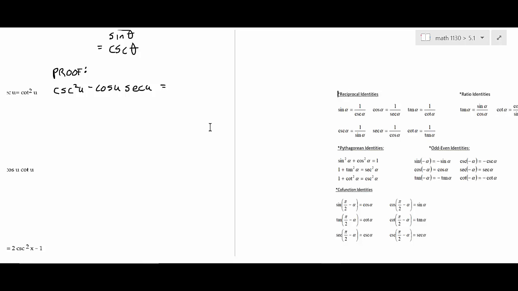So I see a cosecant squared. Are there any identities that have a cosecant squared in it anywhere? I have a sneaking suspicion that that's what this proof is all about. Now this thing right here, do you guys know what cosine times secant is?